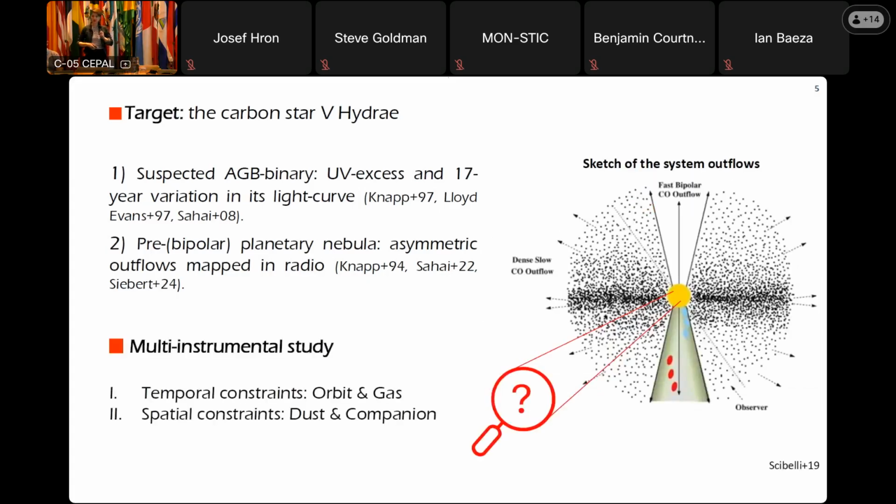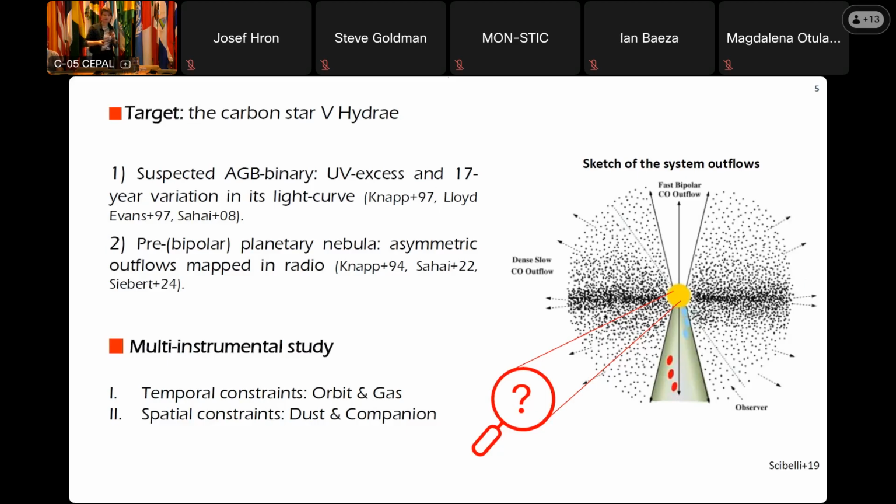And on large scale, the star has been imaged quite a lot of times with ALMA, and it has a really complex morphology. So here you have a sketch of the 3D geometry of the system. You have a dense equatorial wind that you see in the CO line and a fast bipolar outflow with velocity up to 200 kilometers per second. So what we want to understand is what is inside this nebula and what is shaping the system. Is it one star, two stars, how are the stars interacting with each other?